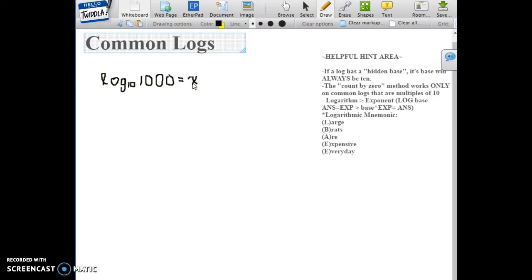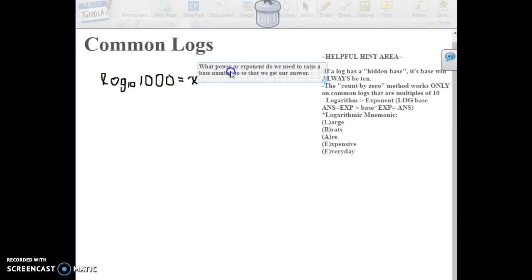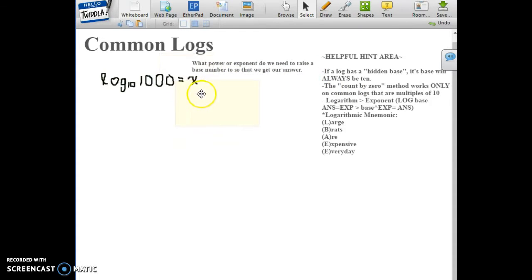So looking at our definition, which is: what power or exponent do we need to raise a base number to so that we get our answer.